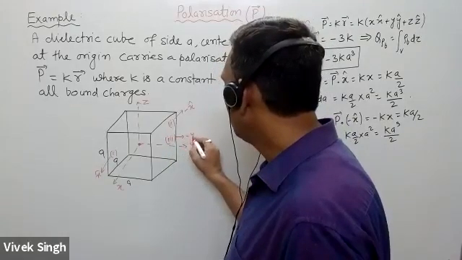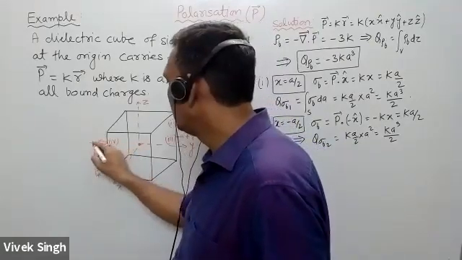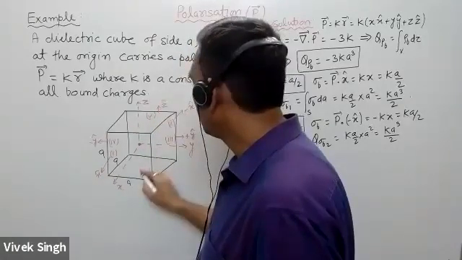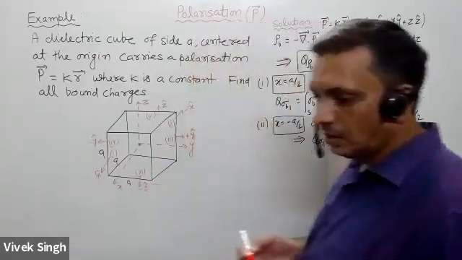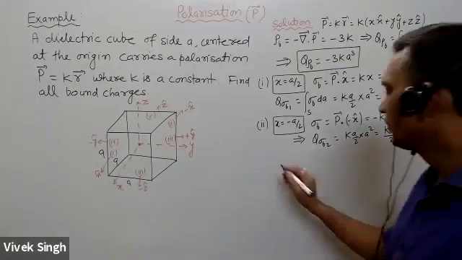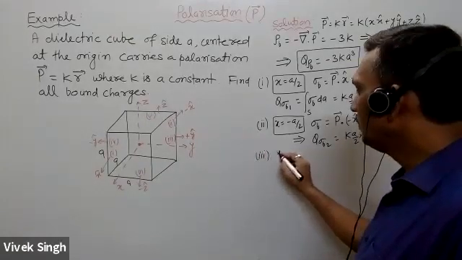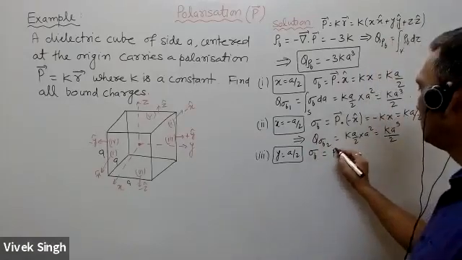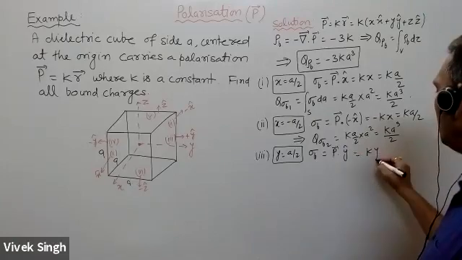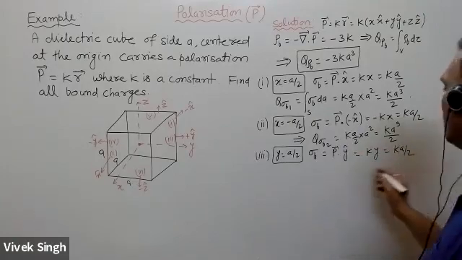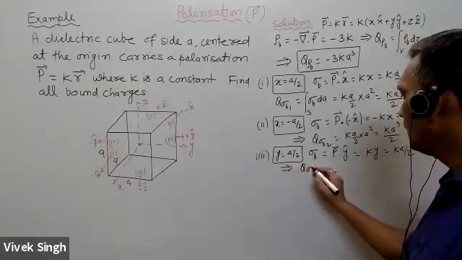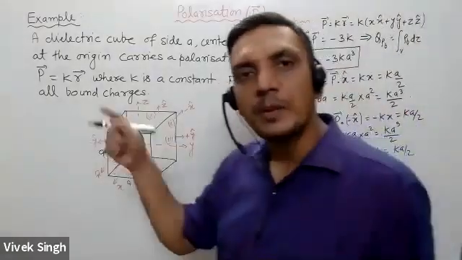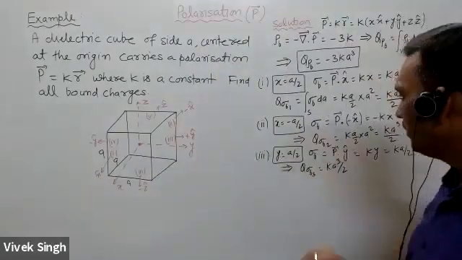This direction is plus y cap. Surface 4 is minus y cap. Surface 5 is z cap, and surface 6 is minus z cap. You can easily find it on each surface. So surface 3, again y is a/2. On this surface, P dot y cap is ky, that is ka/2. So Q sigma b3 is again ka³/2, multiplying with a squared, because it is sigma b dA, and dA is a squared. So you will get the same.